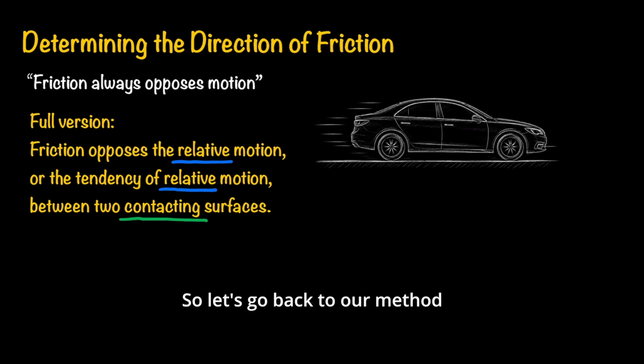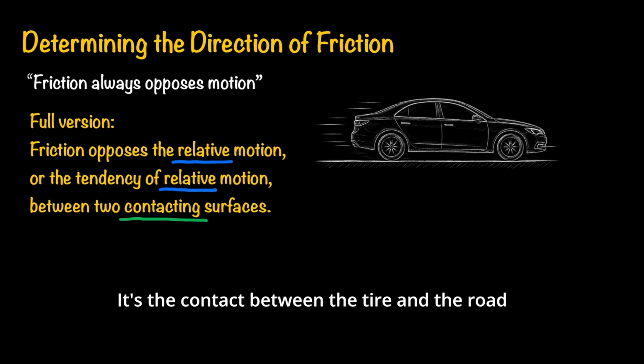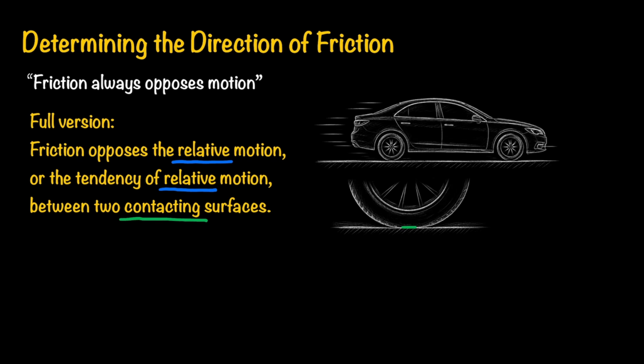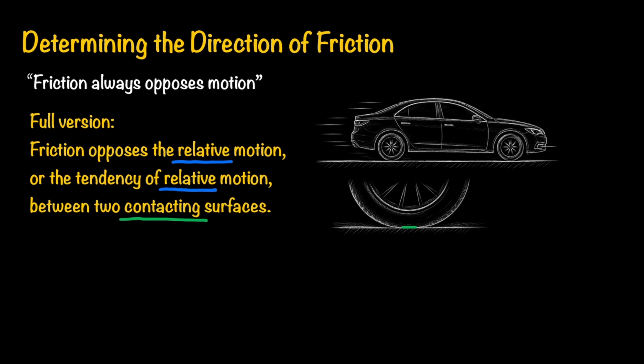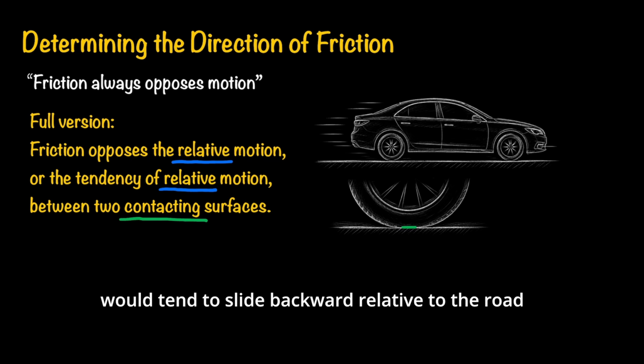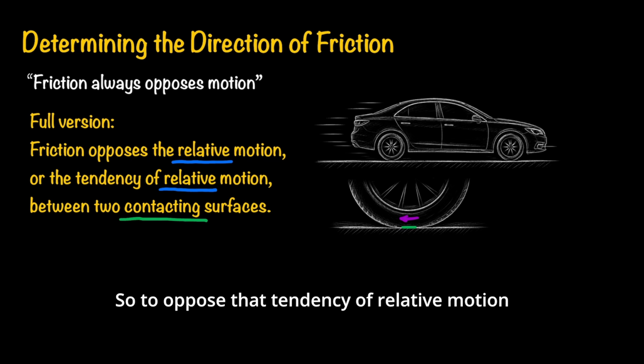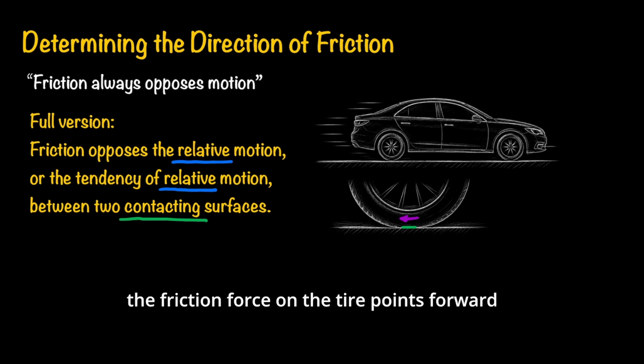So let's go back to our method. Where does this friction come from? It's the contact between the tire and the road. Now ask, how do the tire and the road move relative to each other, or tend to move relative to each other? Imagine the friction suddenly disappears. The driven tire would spin, and the bottom of the tire would tend to slide backward relative to the road. So to oppose that tendency of relative motion, the friction force on the tire points forward.